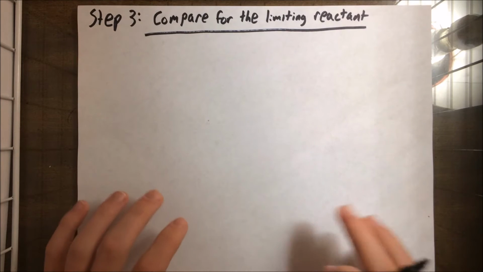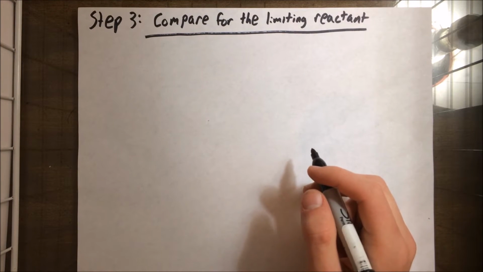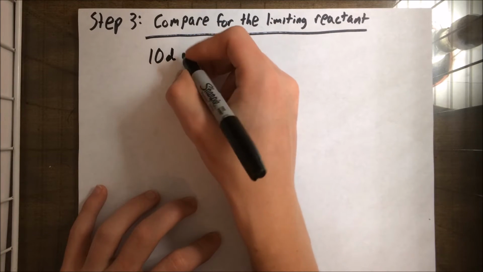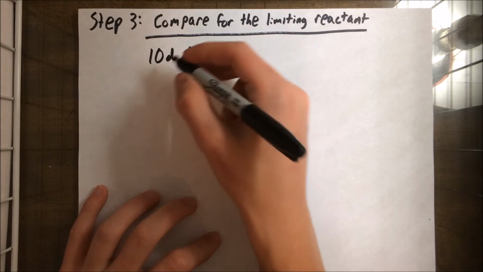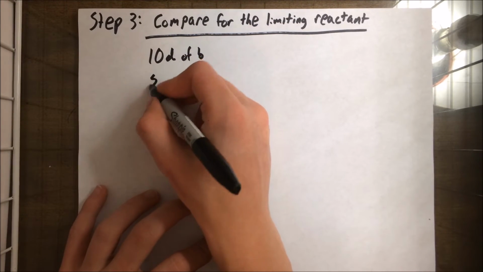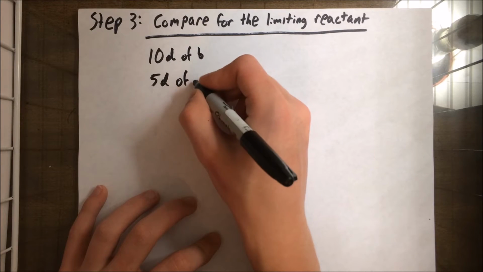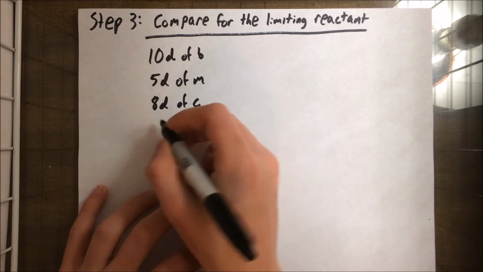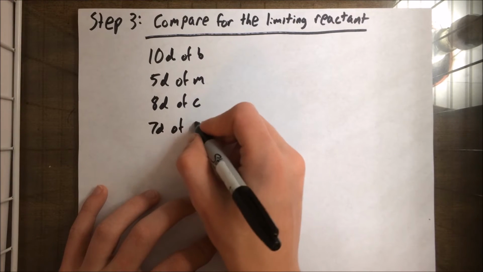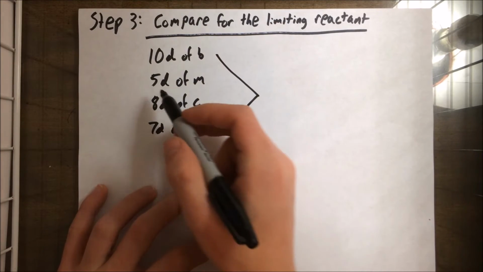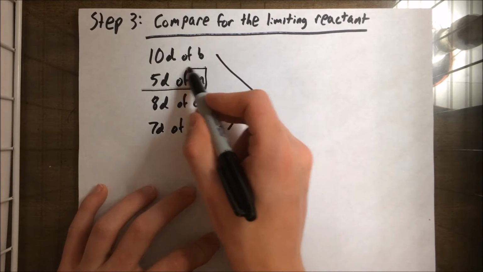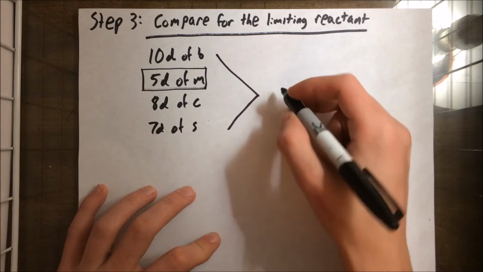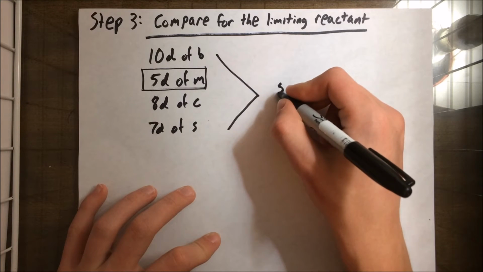Then step 3 is to compare these values to try and find the limiting reactant. So we have 10 sandwiches worth of bread, 5 sandwiches worth of meat, 8 sandwiches worth of cheese, and 7 sandwiches worth of sauce. If you look at these, the 5 is your smallest number, which means that it is the limiting reactant.